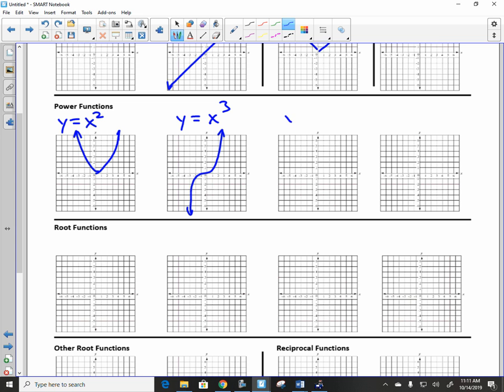We have something like y is equal to x to the fourth. Looks very similar to y is equal to x squared. But it gets a little bit more vertical along the sides and a little bit flatter along the x-axis. Kind of like y is equal to x to the fifth. Again, a little steeper on the sides and flat along the x-axis.